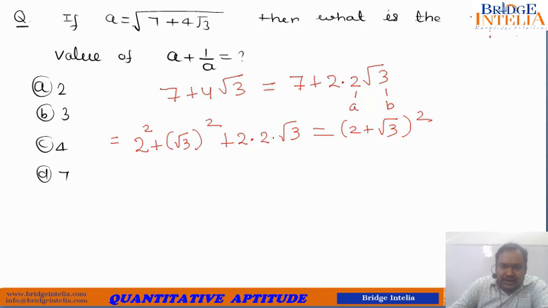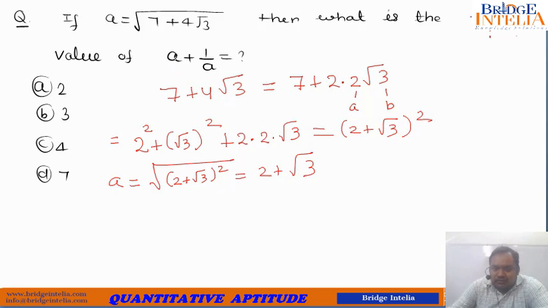So a is equal to what? The square root of this. So a, which is given to us as the square root of this, comes out to be equal to 2 plus root 3. Now what is the value of a plus 1 by a? So a is 2 plus root 3, 1 by a is this. Okay, so you can rationalize the second term by multiplying it by 2 minus root 3.